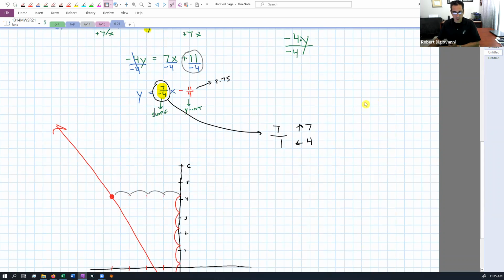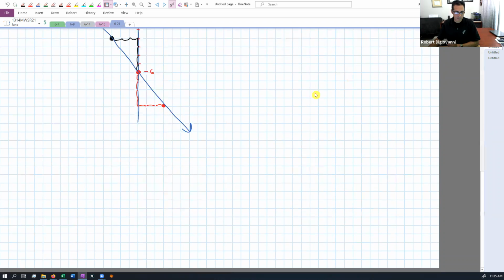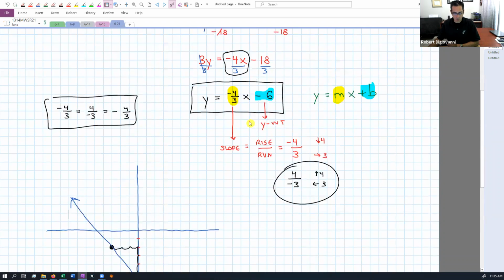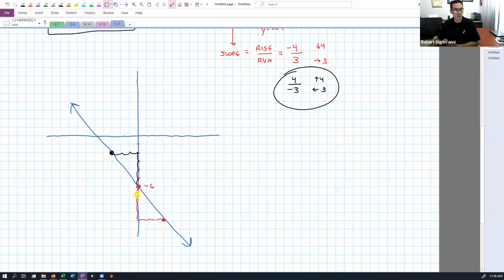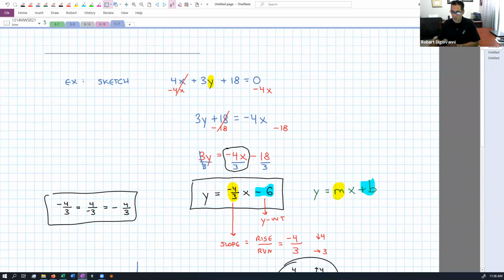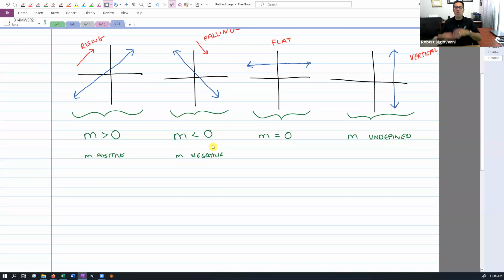If we look at the problem we did before that, the slope here is positive, right? 1 divided by 2 is a positive number, so you can see it rises. This one, the slope was negative 4 over 3. That's a negative number, and you can see by the picture it falls. Here's another one, positive, and you can see it rises. So the slope tells us a lot about a line, whether or not it's rising or falling, flat or vertical.